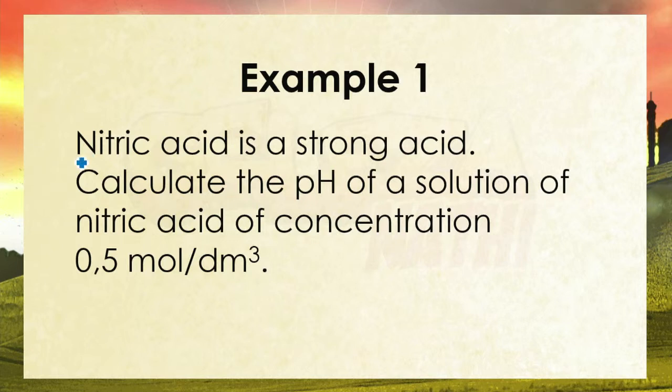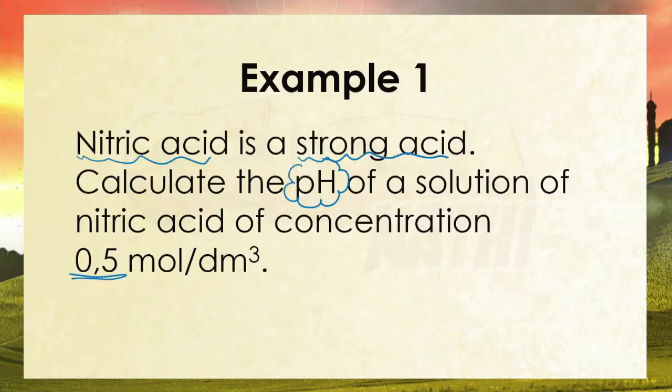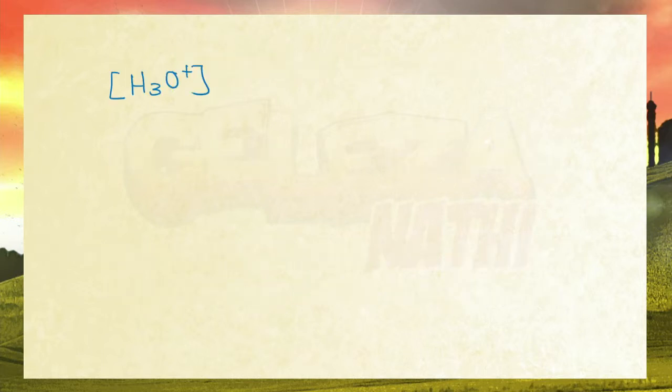So here we've got nitric acid, which is a strong acid, and already we know that it dissociates completely. We need to calculate the pH of a solution of the nitric acid with a concentration of 0.5 mole per cubic decimeter. Step number 1, I see that everything is already balanced, and then now I can calculate my pH. So how I calculate pH, I know I'm going to use the H3O+ because this is what had formed in this case. So I'm going to use this one.